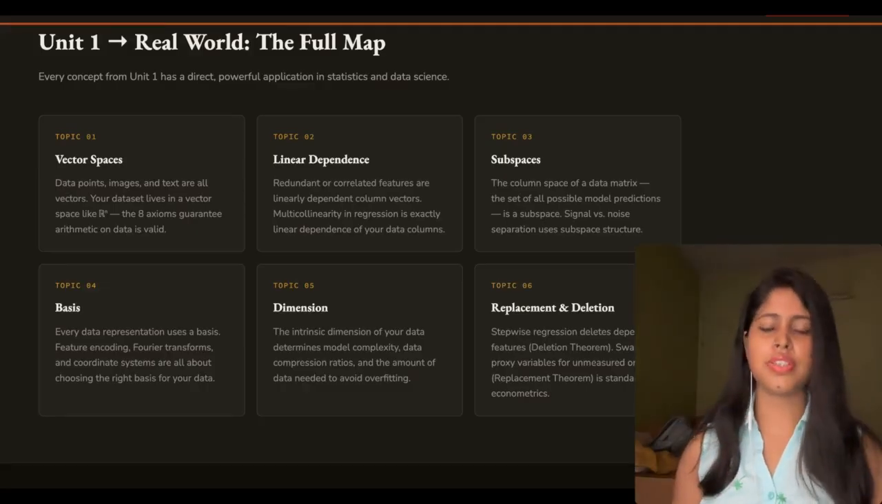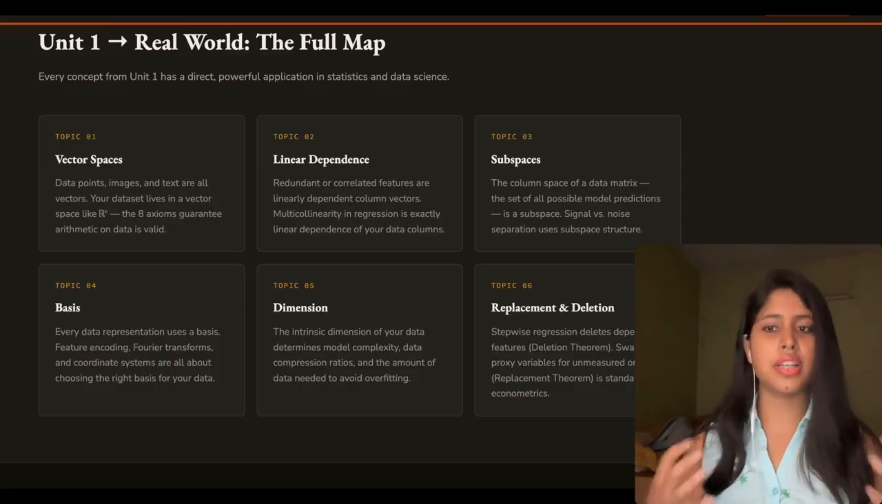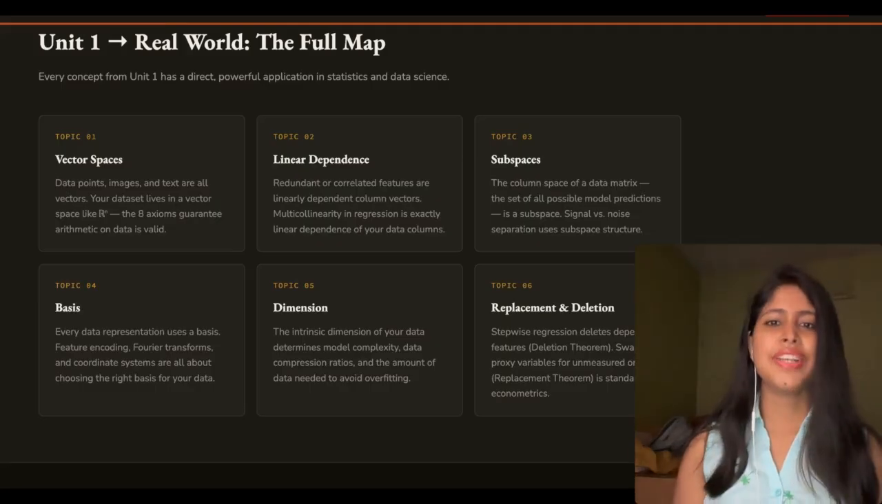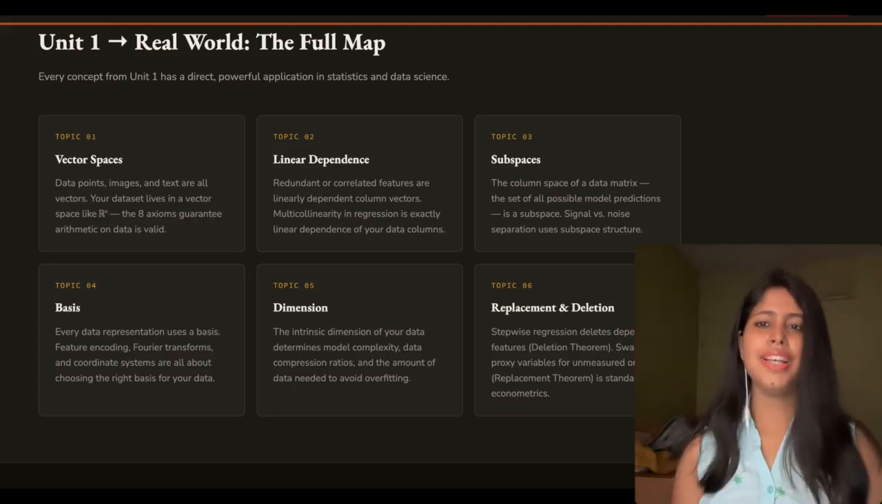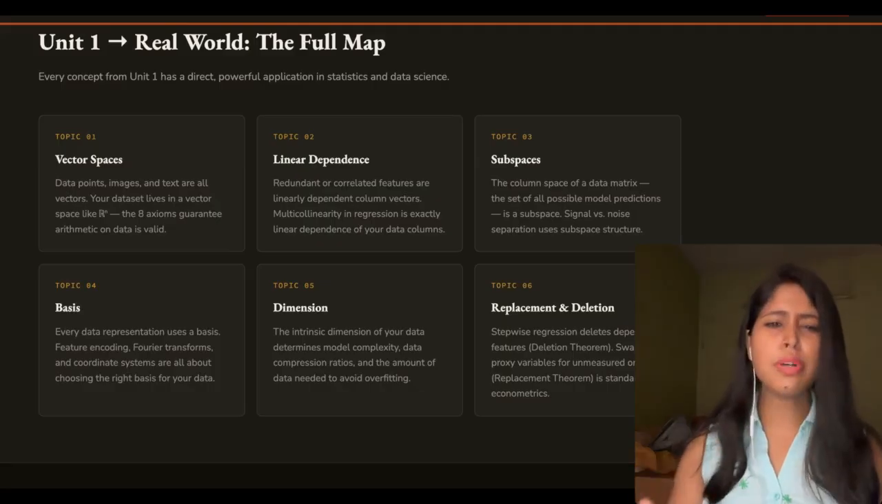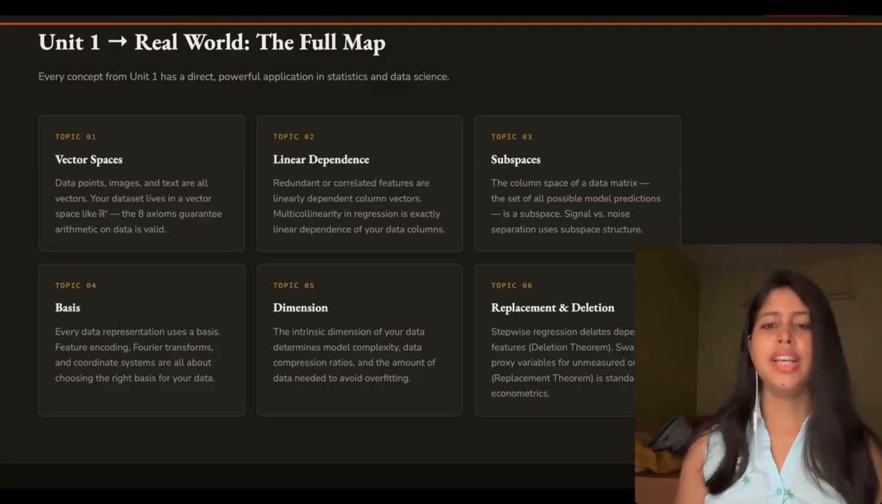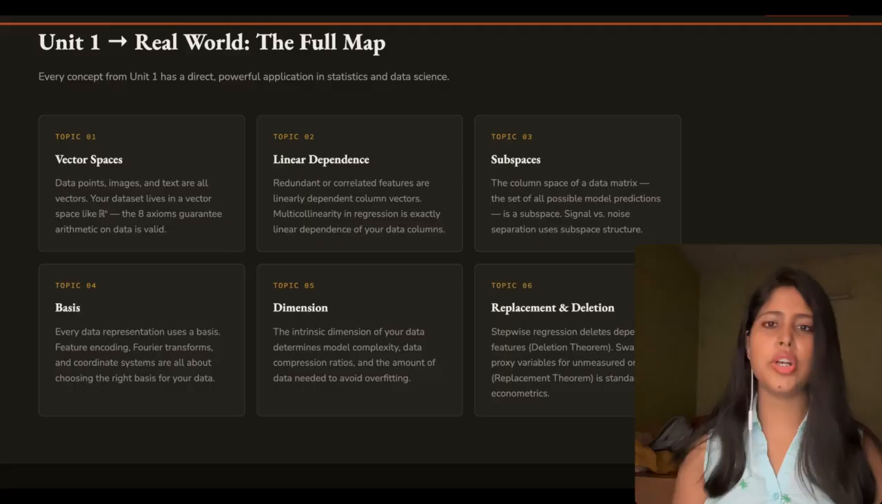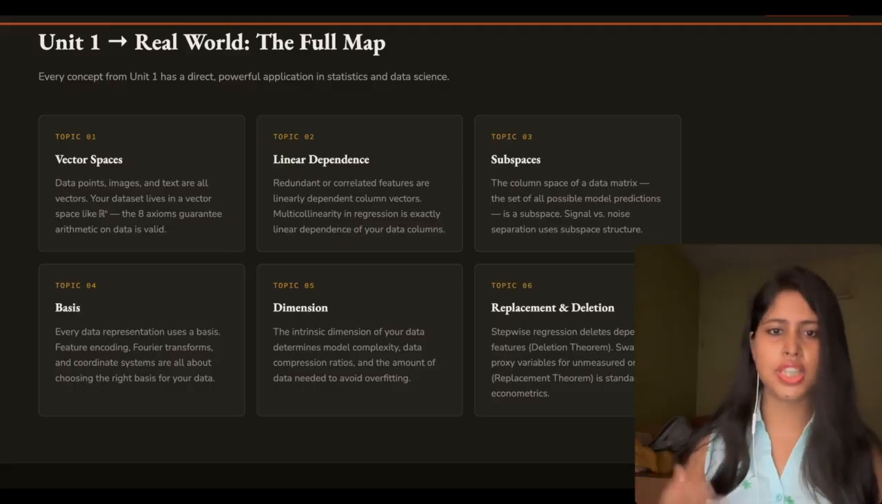Subspaces: the set of all possible model predictions is a subspace. Understanding your model's limitation means understanding the geometry of this subspace. This is so interesting. And basis, the most interesting one: your spreadsheet columns are a basis. Just remember that. Encoding categorical data, Fourier analysis of time series, coordinate transformations, all about choosing the right basis. And then coming to dimension, the true complexity of your data can be observed from here, it drives the curse of dimensionality, overfitting and data compression ratios, right? And the last one which we studied is the replacement and the deletion theorem. Stepwise regression uses the deletion theorem. Proxy variable substitution in research uses the replacement theorem.